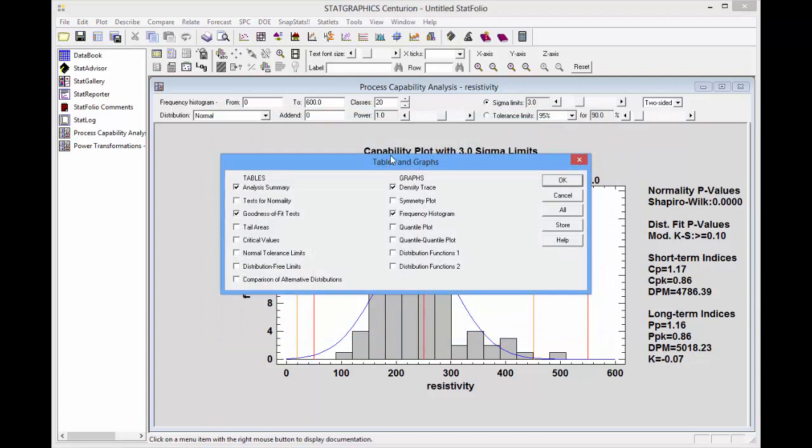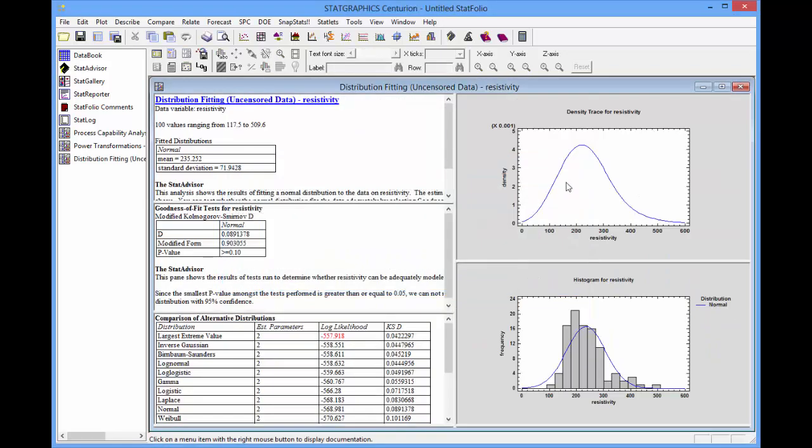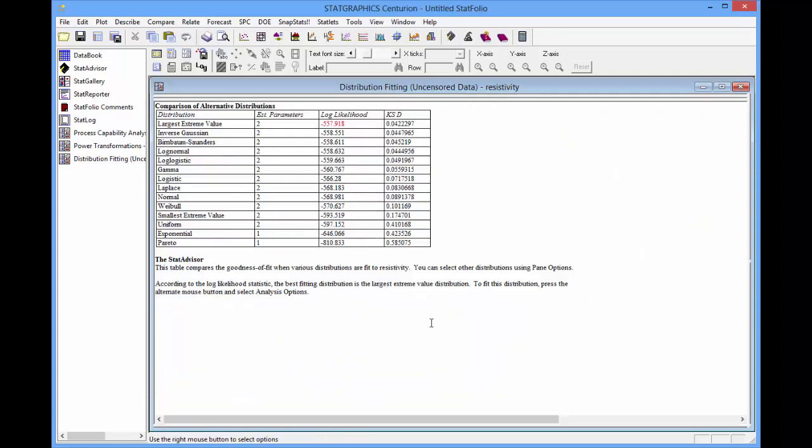However, when the list of tables and graphs appears, I'm going to check the box next to comparison of alternative distributions. This will cause Statgraphics to fit various distributions to the data and sort them in order of how well they fit. The list shows that the largest extreme value distribution would appear to be the best out of the dozen or so distributions I tried for this data.